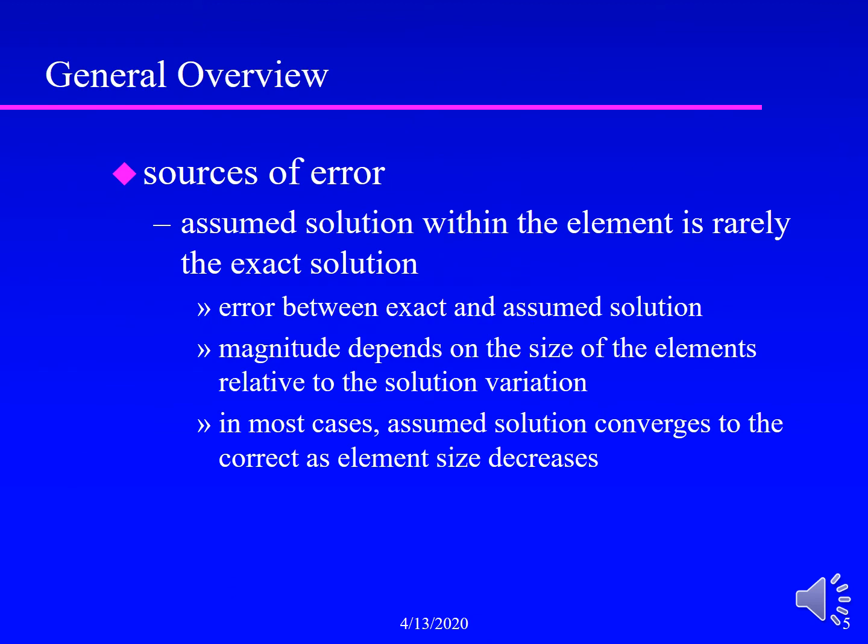General overview, again the sources of error. The assumed solution within the element is rarely the exact solution, hence error may come. The error between the exact and assumed solution is one of the errors. Its magnitude depends on the size of the elements relative to the solution variations. In most cases, the assumed solution converges to the correct one as element size decreases.